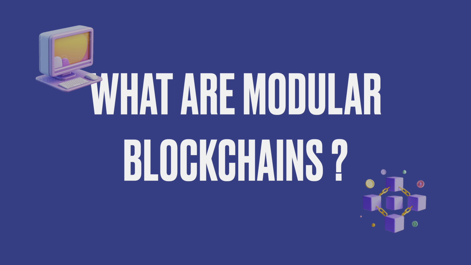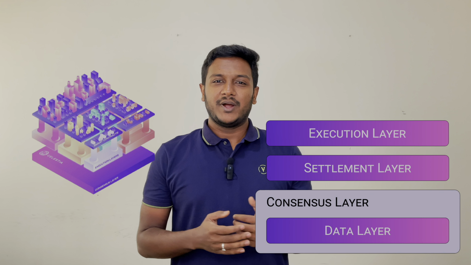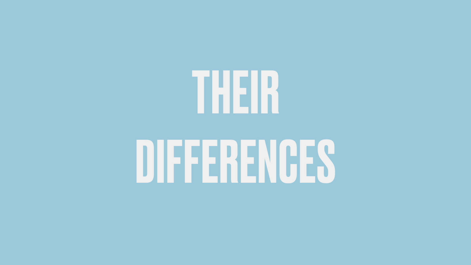What are modular blockchains? Modular blockchains are individual blockchains, each dedicated to a particular layer or function. This means one blockchain focuses completely on executing transactions while others handle settlement and data availability. By dividing responsibilities among specialized blockchains, modular blockchains can offer increased scalability and provide better customization and optimization features for the developers. Now, let's dive into their differences, starting with architecture.